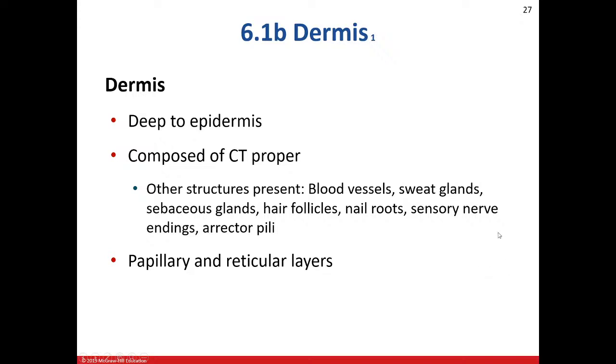All right, so the dermis we mentioned is deep to the epidermis. We're moving down now. And it's composed of connective tissue proper. You find, again, loose areolar in the papillary layer, and you find dense irregular connective tissue in the reticular layer. There are going to be other structures present, such as blood vessels, sweat glands, sebaceous glands, hair follicles, nail roots, sensory nerve endings, and erector pili muscles. All of these are collectively referred to as accessory structures. And then lastly, you've got the papillary and reticular layers that make up the dermis. Well, I guess we've already mentioned that.